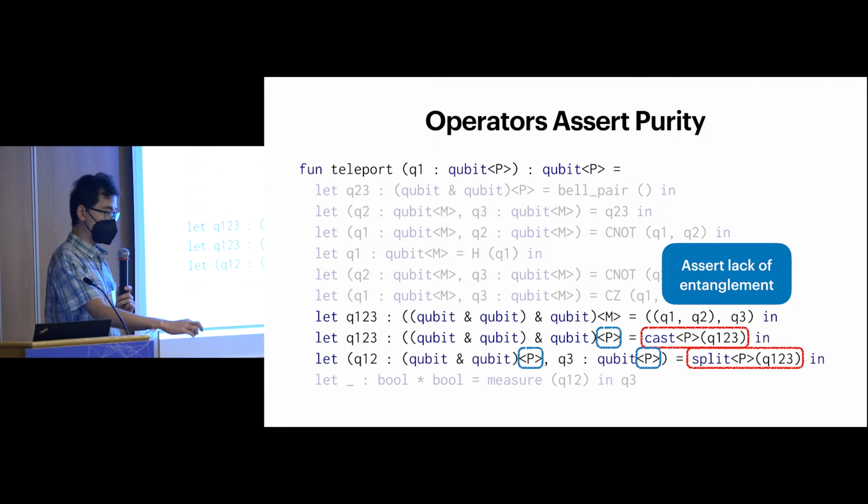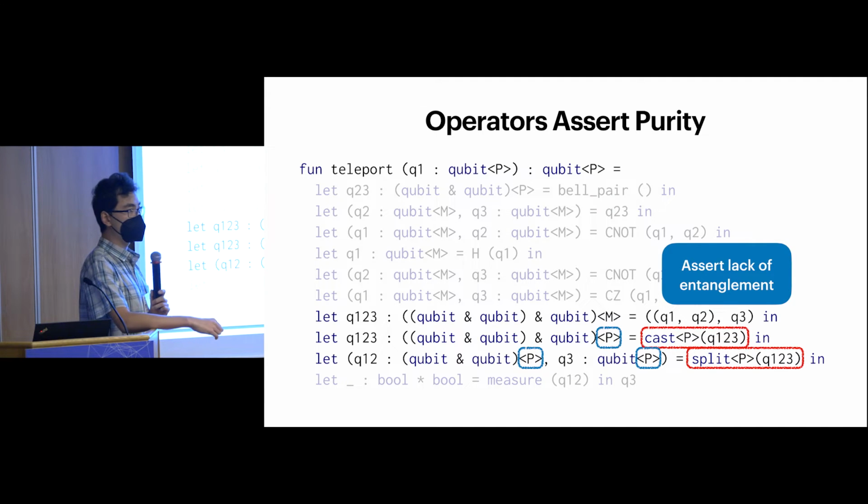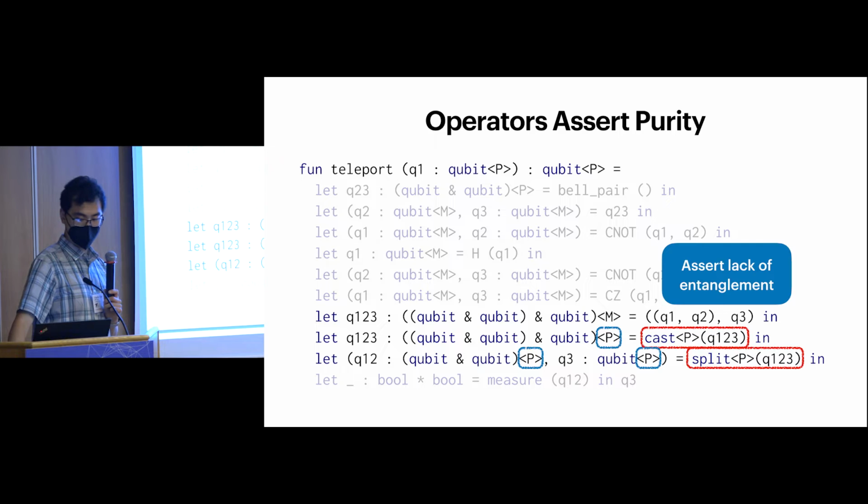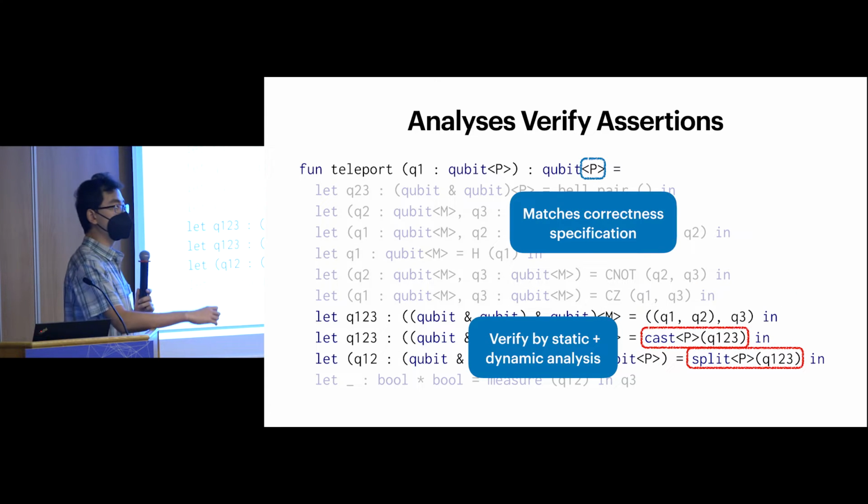Twist also supports a set of operators that allow us to operate between these two classes of data. For example, there are assertions that allow us to assert a lack of entanglement between one piece of data and the rest of the program. The result of using these assertions in combination with Twist's static and dynamic program analyses allows us to show that a given quantum program satisfies a correctness specification that is specified by means of these pure and mixed annotations.